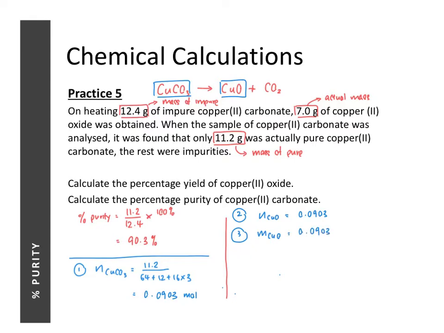So we get 7.23 grams, and that is the mass of copper 2 oxide that should have been formed. Then we can go on to find the percentage yield, which is the actual mass, which is 7, over the theoretical mass times 100%, which is 96.9%.